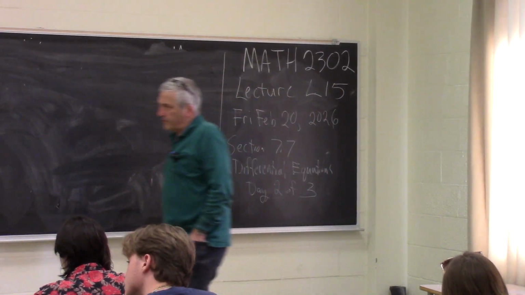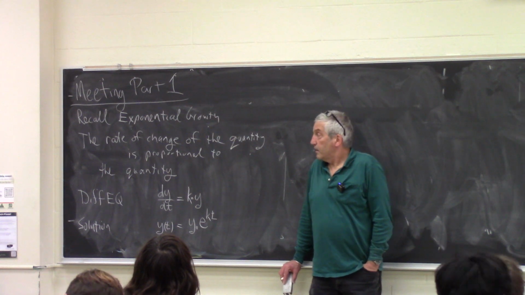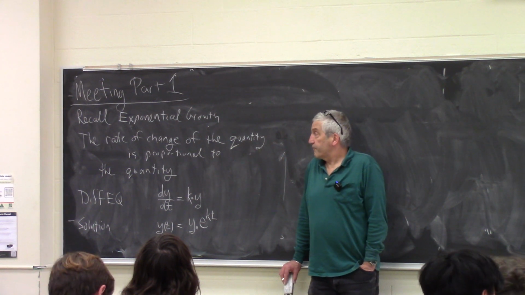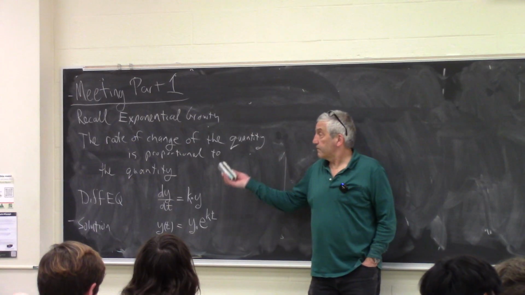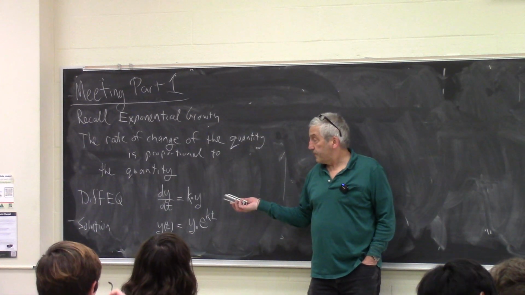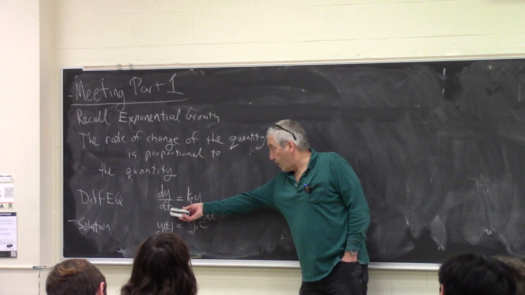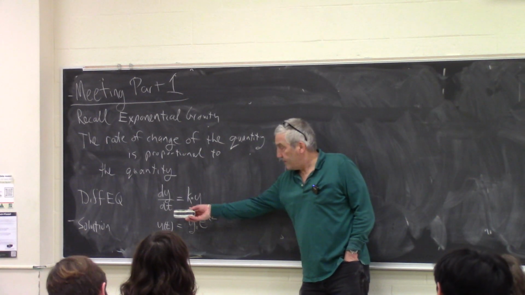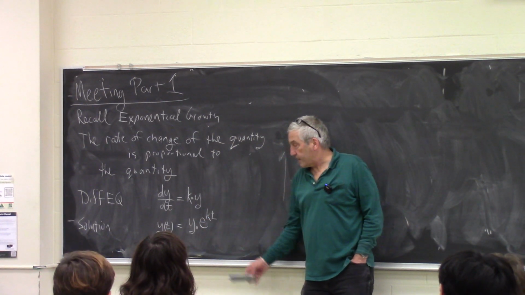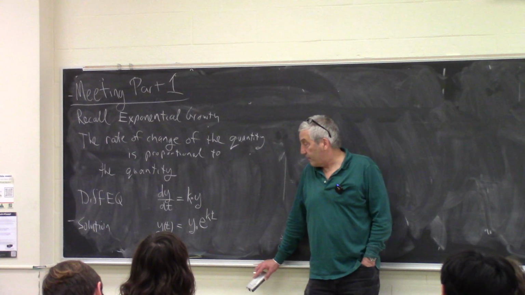All right, first part of the meeting, I want to briefly recall exponential growth, which you studied last fall or whenever you had Calc 1. So a description of exponential growth is the rate of change of some quantity is proportional to the quantity. That translates into mathematical jargon as the derivative of the quantity with respect to time is equal to k times the quantity. And that differential equation can be solved.